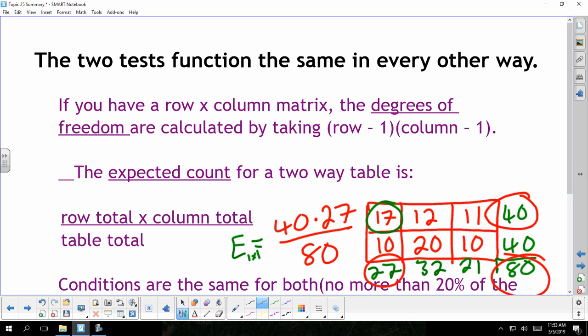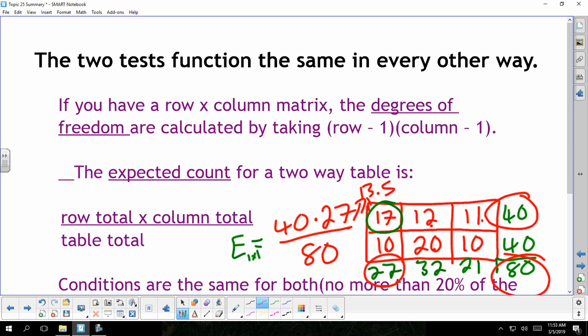We're comparing observed to expected count. So the expected count right here would be 13.5. Okay? Then we go across and do that for each of them. Typically, if you're asked, say, on a multiple choice question, you'd only have to calculate one or two. Okay?